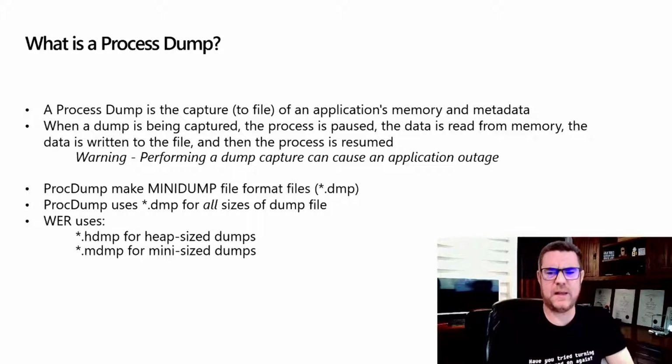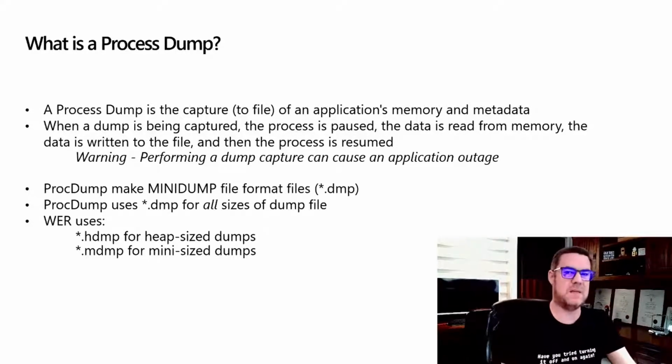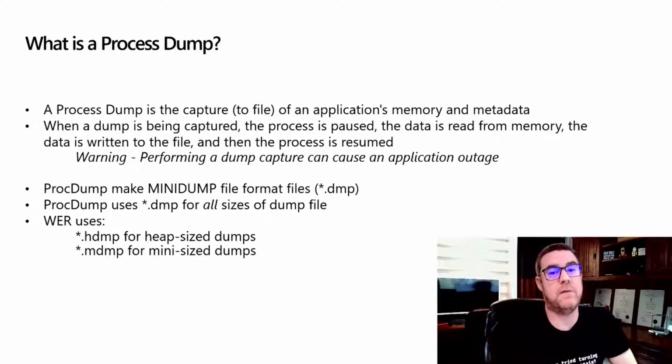Over the years, there's been a couple of file formats used for dump files on Windows and also on other platforms. ProcDump uses the minidump file format, which is not to be confused with the minidump mini-sized file. The minidump file format allows you to specify a range of sizes, all the way up to what we call a full minidump, which is all the memory that is possible. ProcDump always writes its files using a .dmp extension.